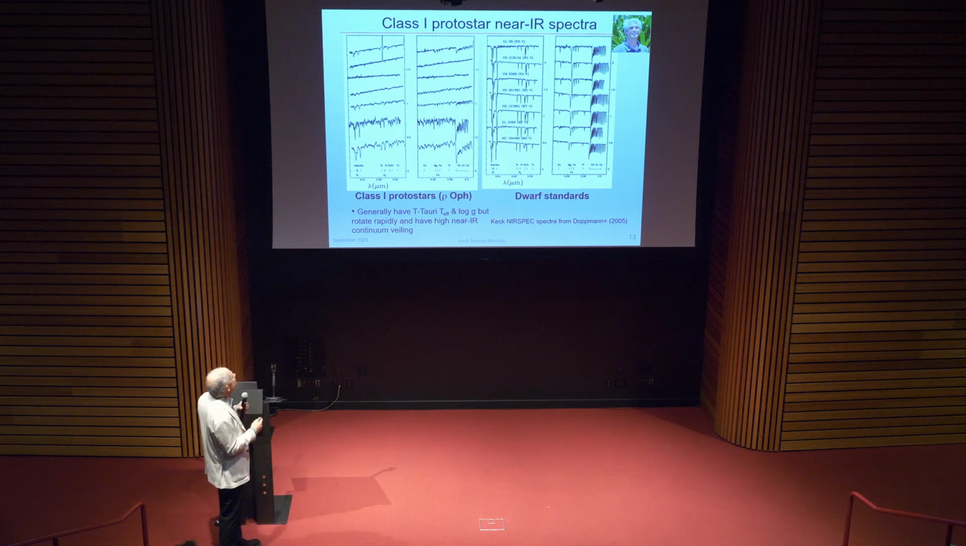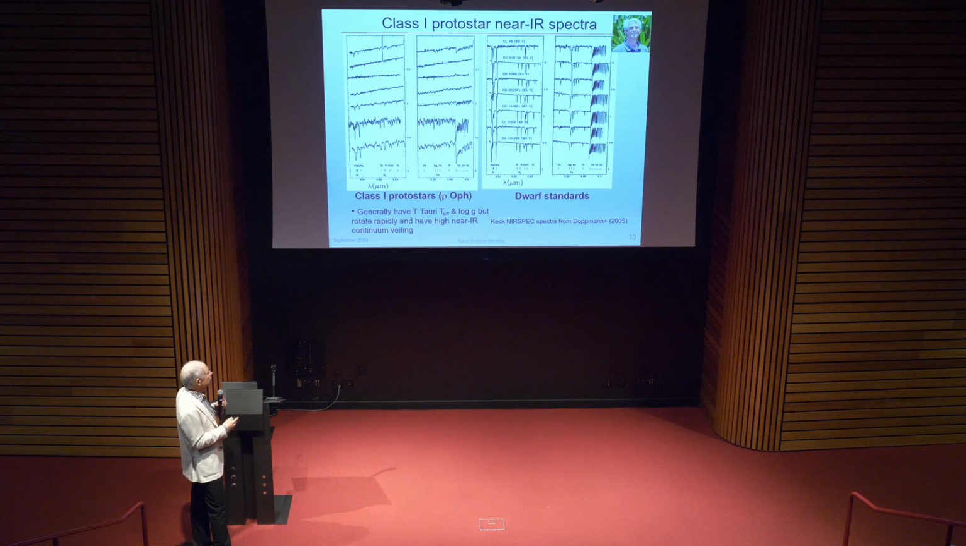Greg Doppmann did this study of looking at NIRSPEC spectra, at a resolution of like 18,000, of protostars, about 50 of these Class 1s. They have a lot of the same spectral features as the standard stars, and the features are a little weaker because there's continuum veiling from the hot material around there.